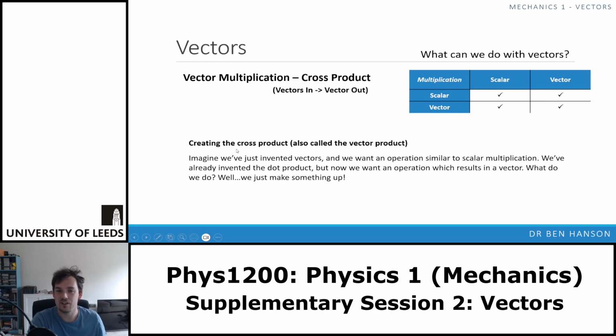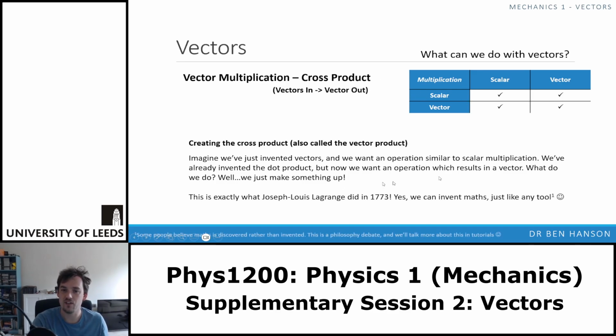So let's think about it. Let's think about the history of this. Imagine we've just invented vectors, right? We want something that's got a size and a direction, so we invent it, vector. We add an operation that's similar to scalar multiplication. So we've already invented the dot product, but now we want a new operation that results in a vector. What do? Just invent it, make it up, right? Maths, to me at least, is a tool, so we can just make stuff up. And this is exactly what Lagrange did in 1773. Just invented an operation that worked to do the calculations that he wanted to do.